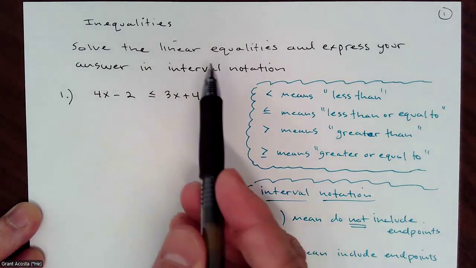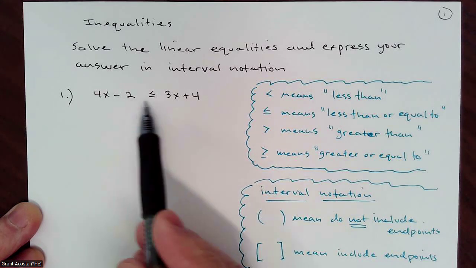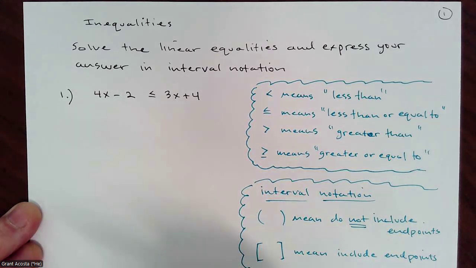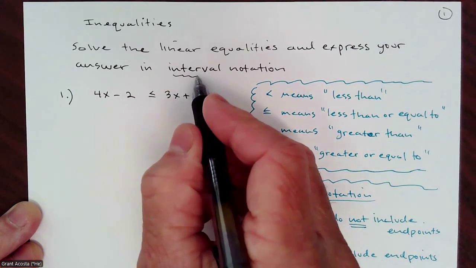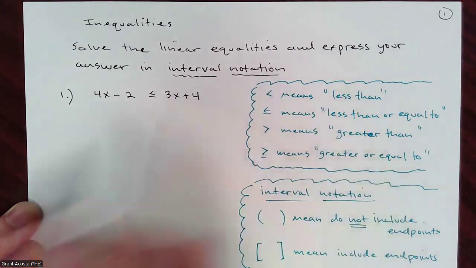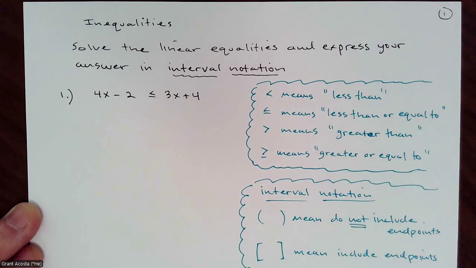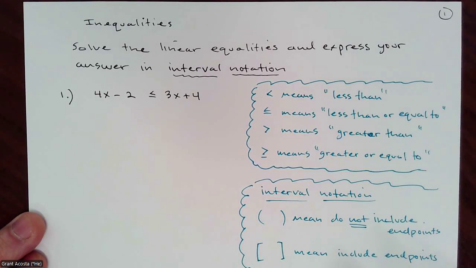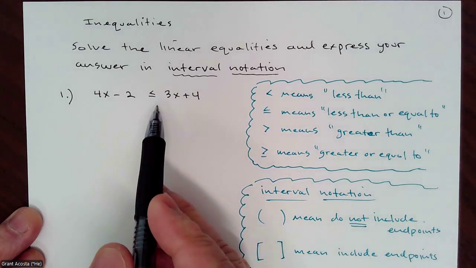So we'll start with linear inequalities. That just means our biggest power of x is going to be 1. And then we're also going to introduce something that you will use in calculus, which we call interval notation, which is a way to express your answer when you have more than just one answer, but a whole infinite number of answers. So we'll get to that.